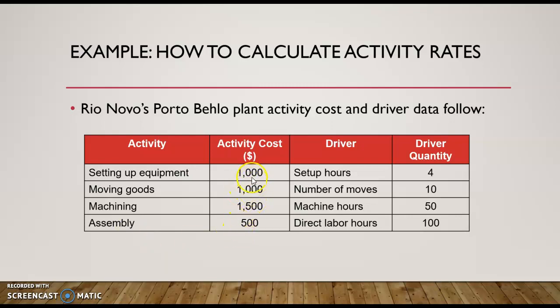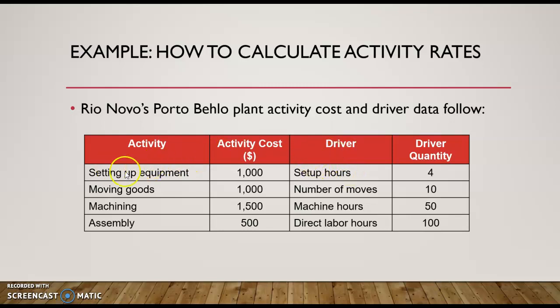And here, the 1,000, the 1,000, the 1,500, and the 500 are the estimated total costs that they're going to have for setting up equipment next year, or if it's for a month, whatever. Okay, and the estimated total for moving goods, the estimated total for machining, and the estimated total for the assembly activity. Then you have to figure out a driver for each activity.